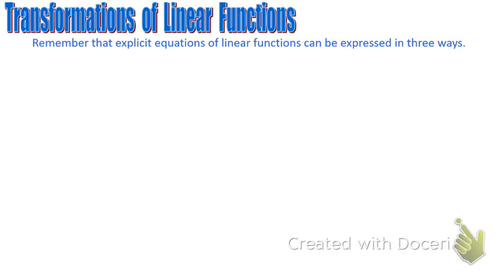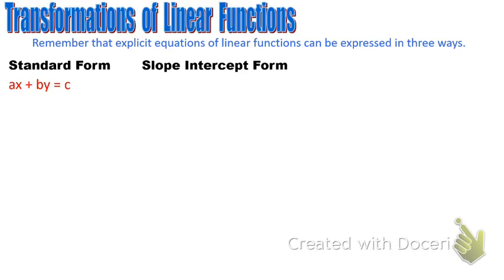In this video, we'll review how to do transformations of linear functions. To begin, let's think about the three ways that we can express a linear function. We can use standard form, that is ax plus by equals c. We could use slope-intercept form, commonly written as y equals mx plus b, or more generally, y equals ax plus k, where a is the stretch and k is the vertical transformation.